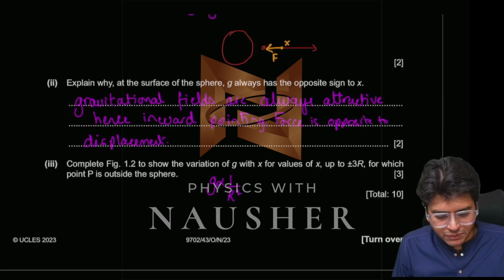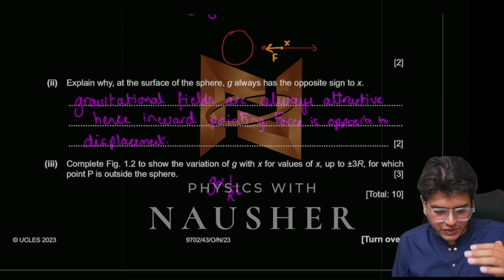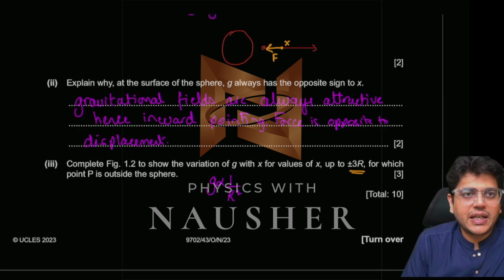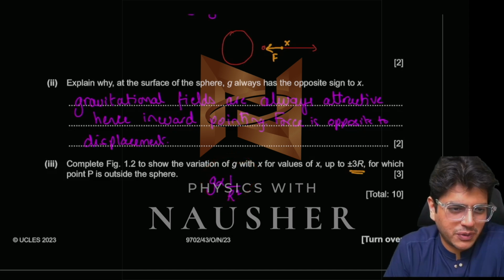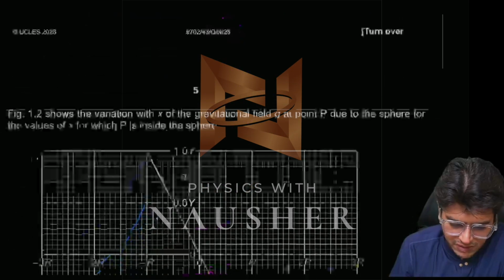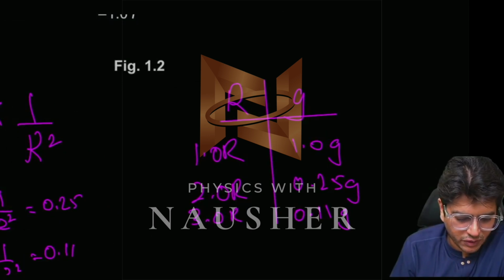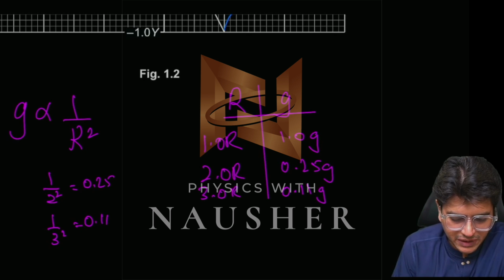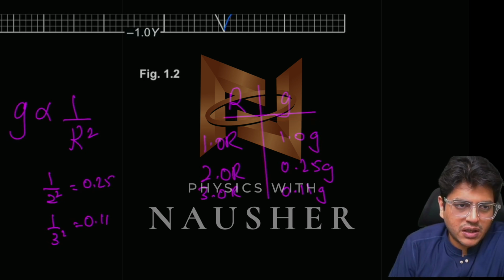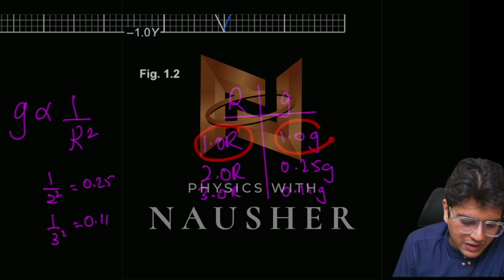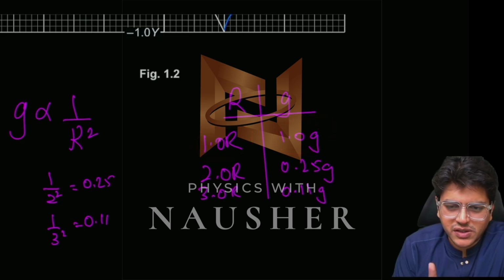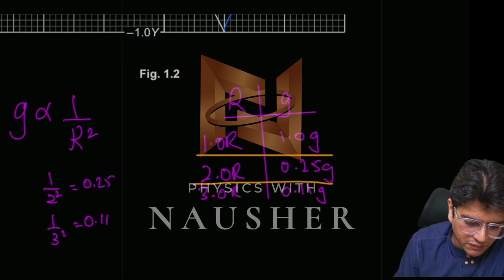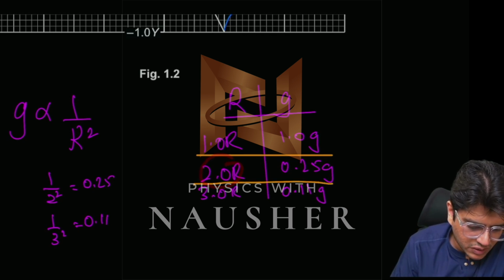Now complete figure 1.2 to show the variation of gravitational field strength for a distance up to plus minus 3R. You know that G and R squared have an inverse relationship. Always make this table. When the distance is 1R, the value is going to be 1G. The first row is always fixed. Now let's come to the second row. When the distance is 2R, what will be the value of G?